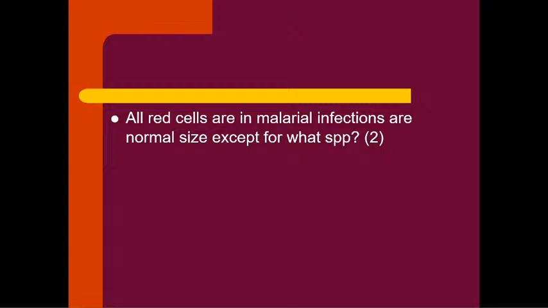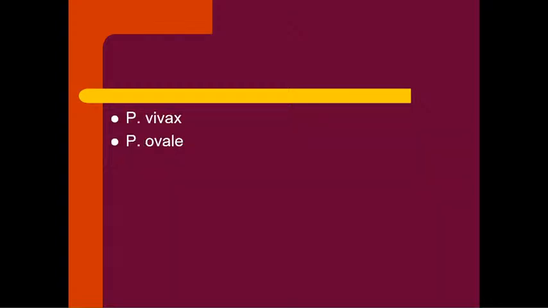All red cells in malarial infections are of normal size. Terribly sorry. All red cells of malarial infections are of normal size except for what species? There are two species: Plasmodium vivax and Plasmodium ovale. Why? Because we're going to talk about that later when we talk about the RBC morphologies during the infections.